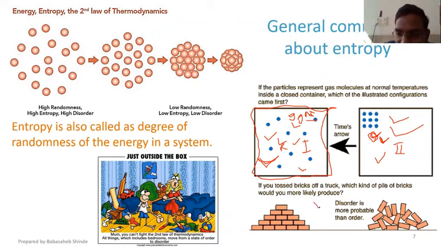Similarly, there is one example. These are bricks, right? You got bricks for construction work that has to be done at your home. And if you ask the truck or trailer driver to simply drop all the bricks on the floor, what kind of arrangement is going to be there? This one or this one? This is first, this is second. Which arrangement is going to be there?